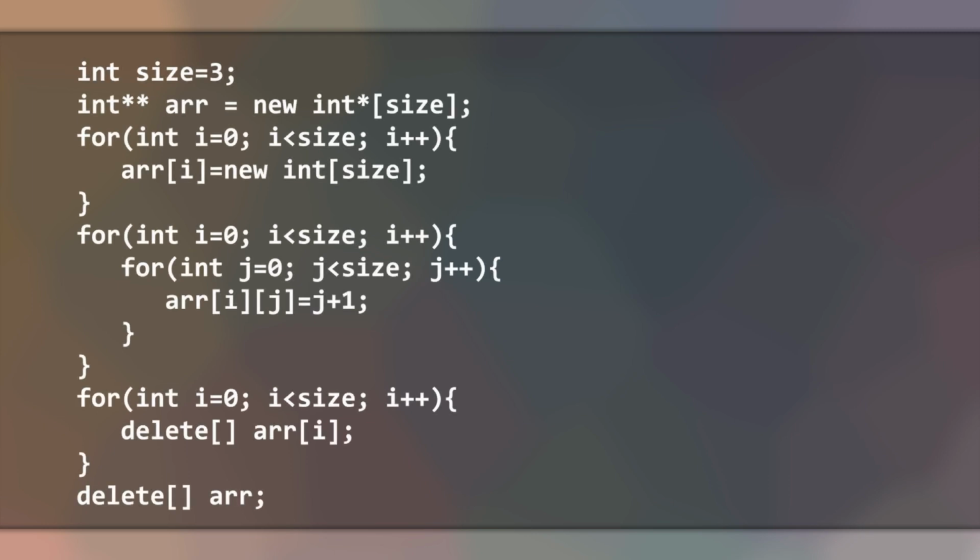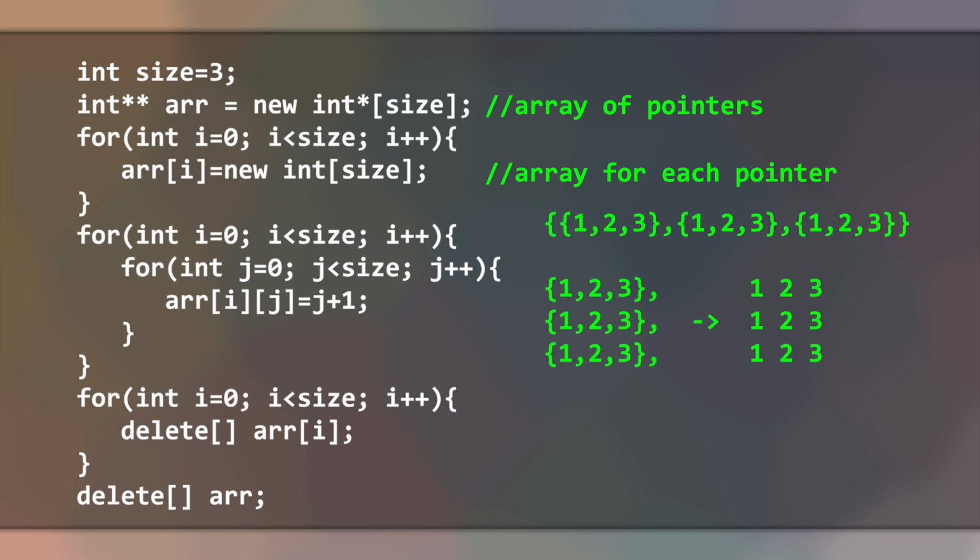Once again, we initialize our size. We create an array of pointers and then assign a new array to each pointer. We assign our values by iterating through each pointer and its array. We delete every array associated with each pointer, and then we delete all pointers.